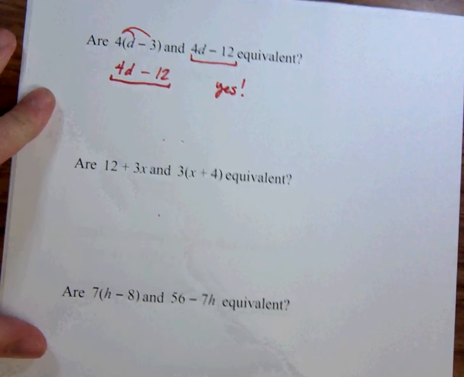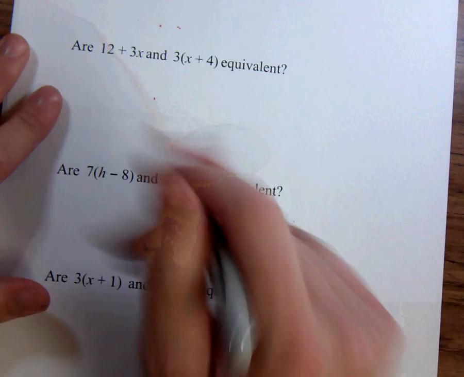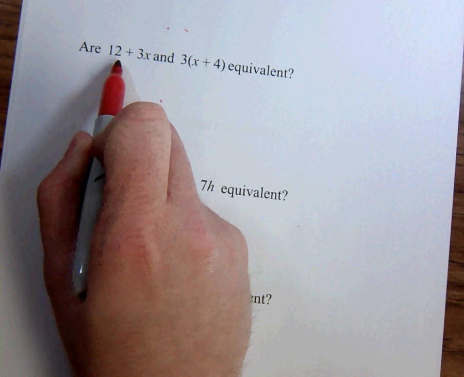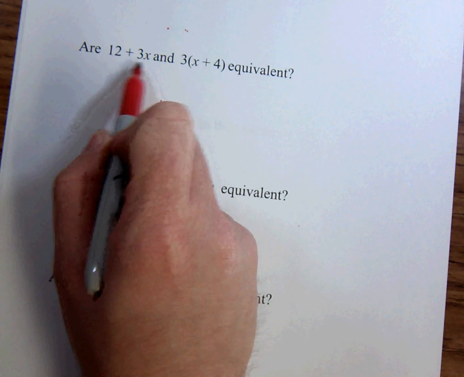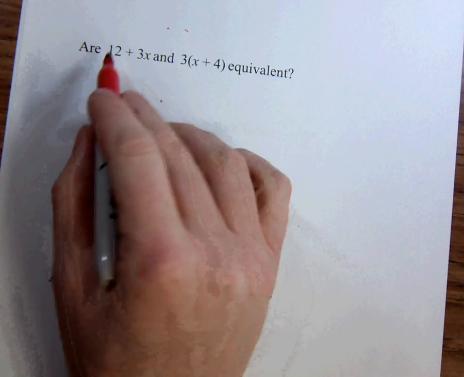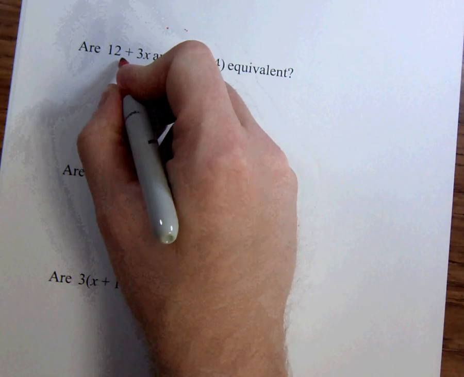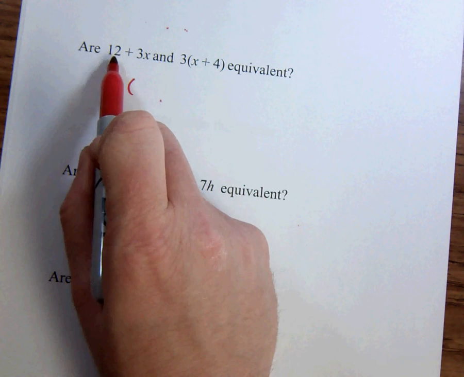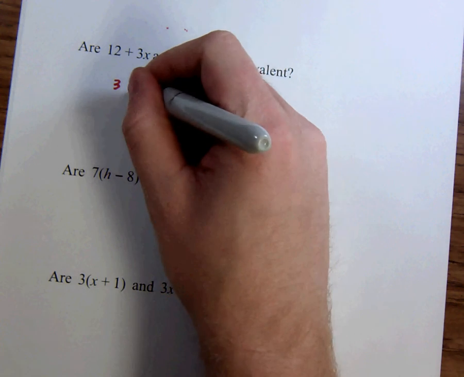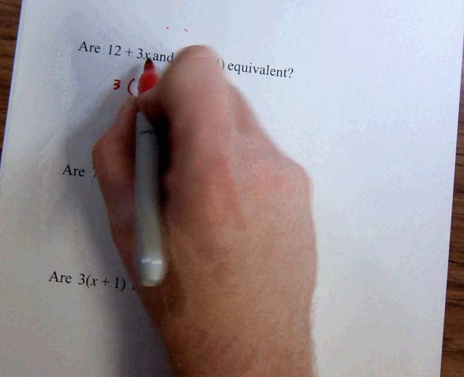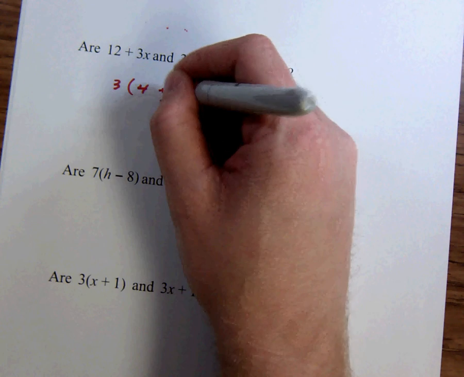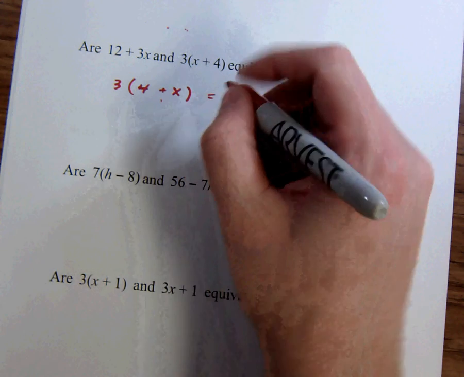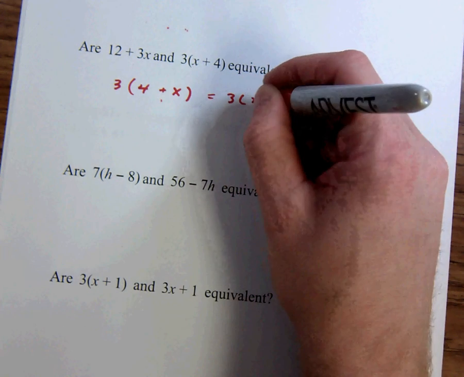This one right here. Now, I'm going to actually factor this. I'm going to say, what is the GCF of 12 and 3x? Really we're just worried about coefficients, so say 12 and 3. Well, the largest number that goes into 12 as well as 3 is 3. So I'm going to pull out a 3 from both of these. 12 divided by 3 is 4. 3x divided by 3 is 1. So this would be 3 times 4 plus x. And the question is, is this the same thing as 3 times x plus 4?